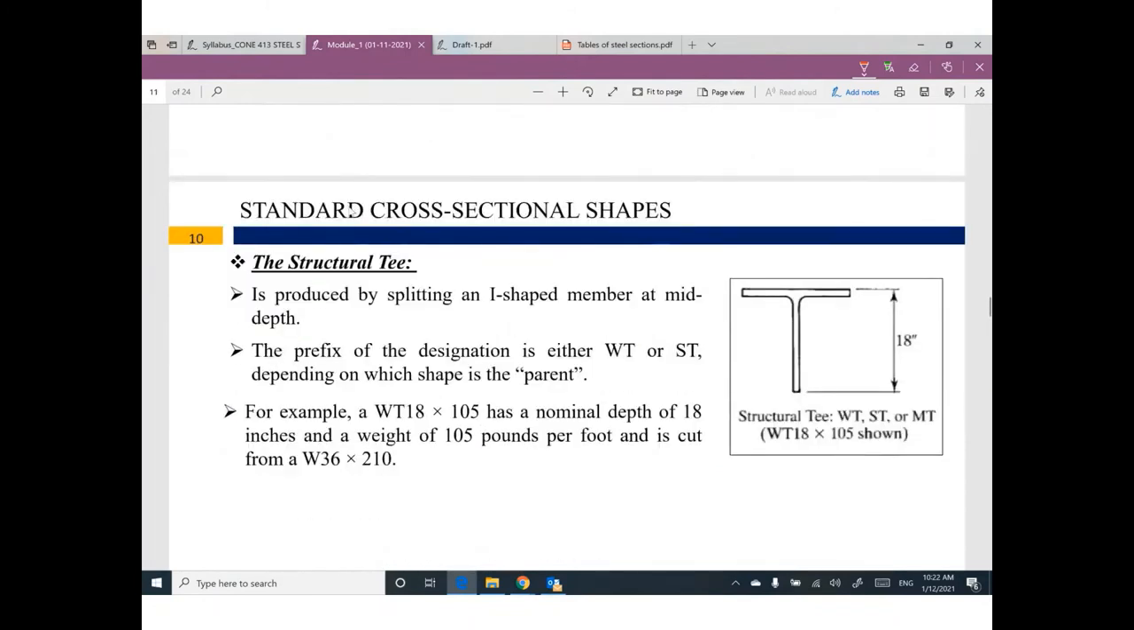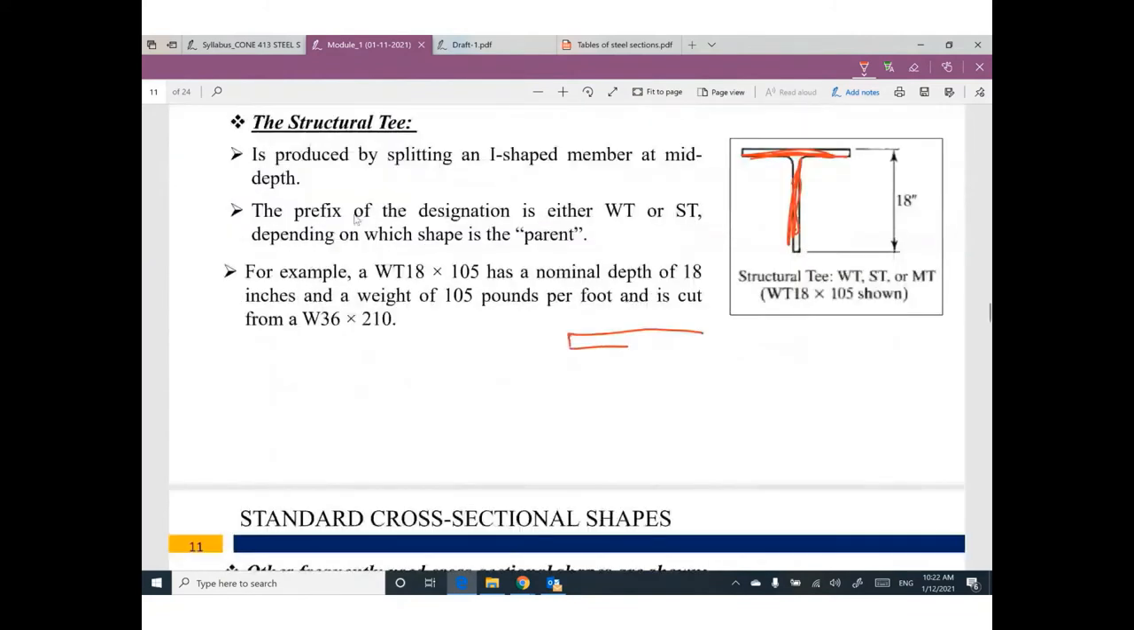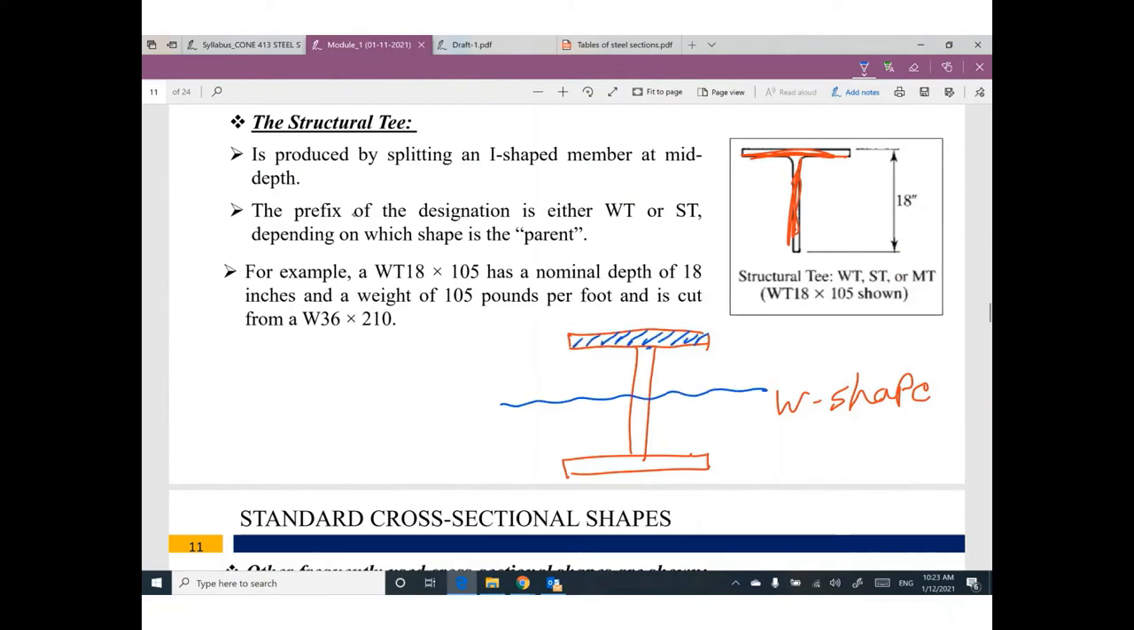Sometimes your cross section looks like T. This T is made from a wide shape. If we have a wide shape like this one that we learned before, and you divide this shape at this location, this part is this one. So it's produced by splitting a W shape at the mid depth. We can call it WT, for example WT18 × 105. 18 is the depth for this T section. 105 is the weight per unit length for this beam.